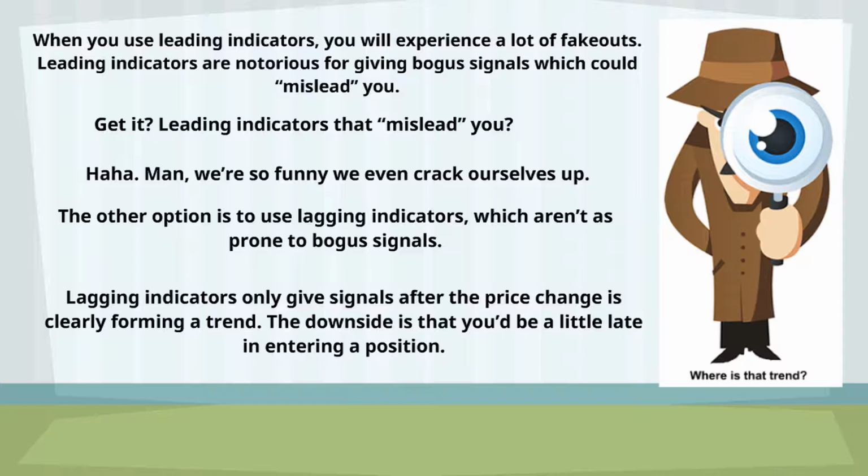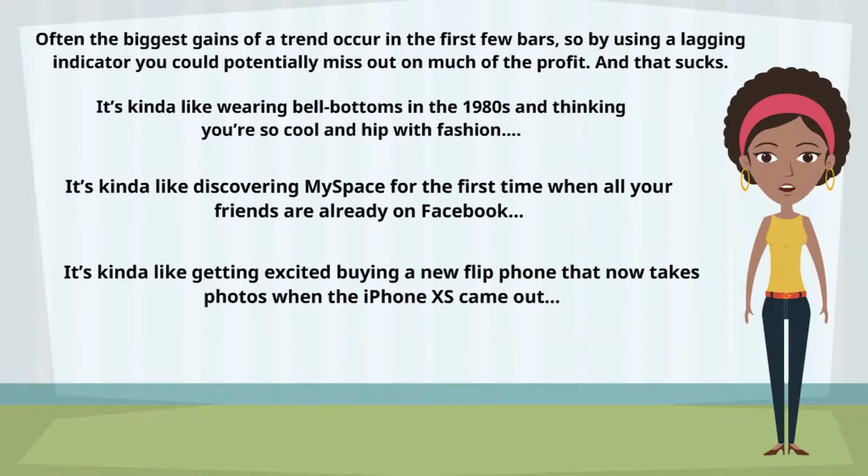The other option is to use lagging indicators, which aren't as prone to bogus signals. Lagging indicators only give signals after the price change is clearly forming a trend. The downside is that you'd be a little late in entering a position. Often the biggest gains of a trend occur in the first few bars, so by using a lagging indicator you could potentially miss out on much of the profit.